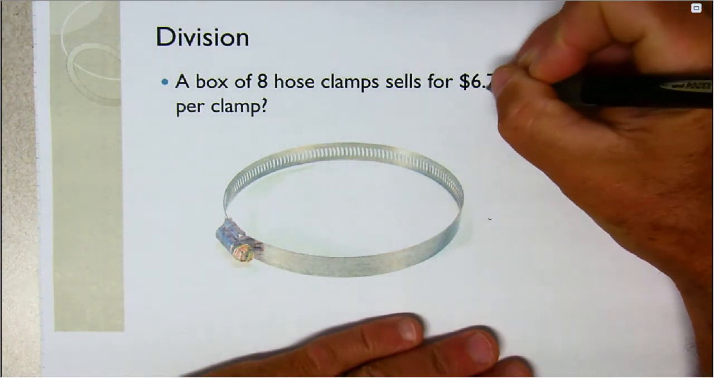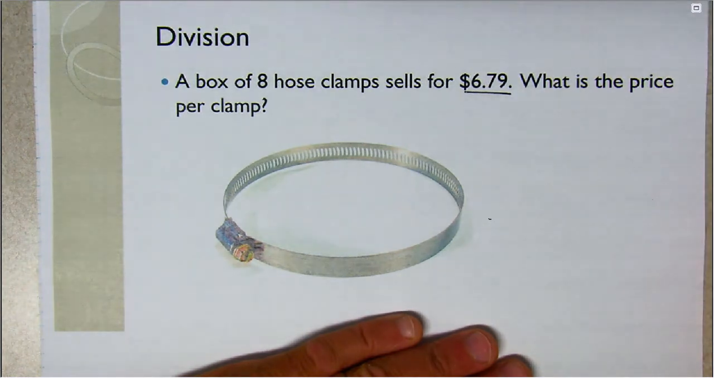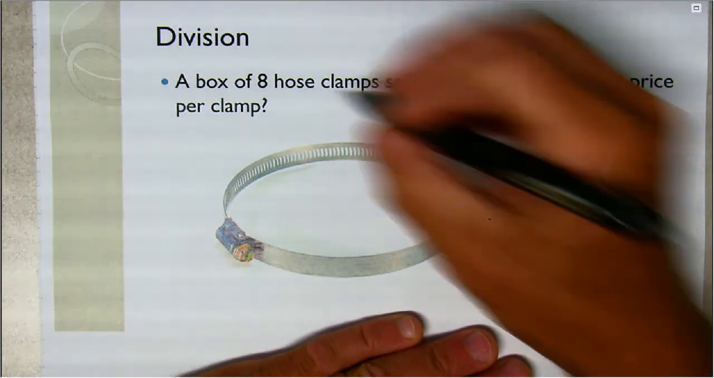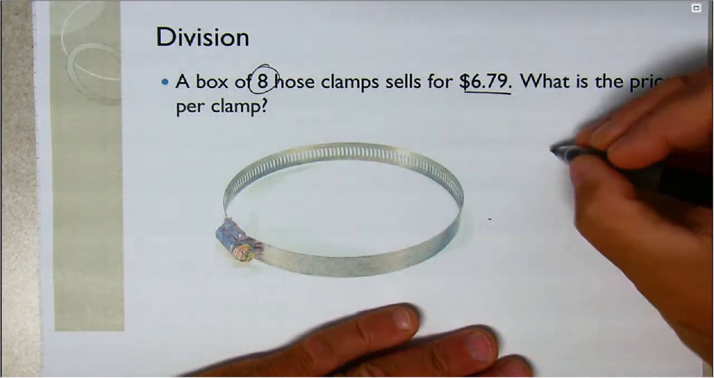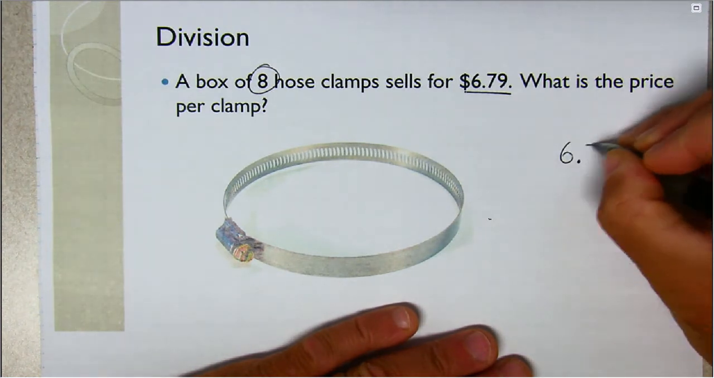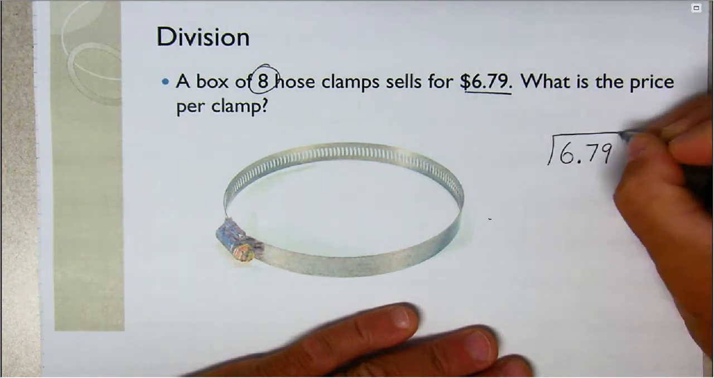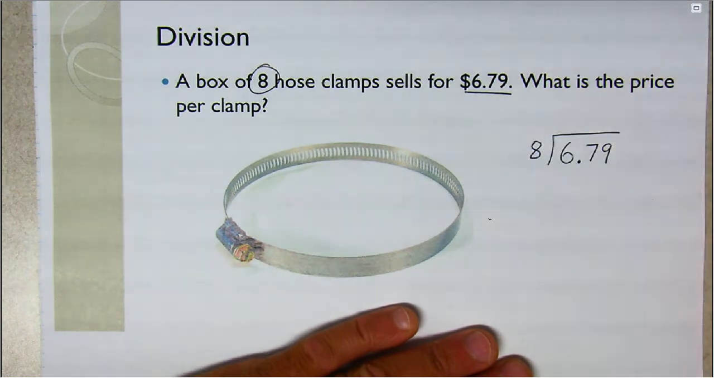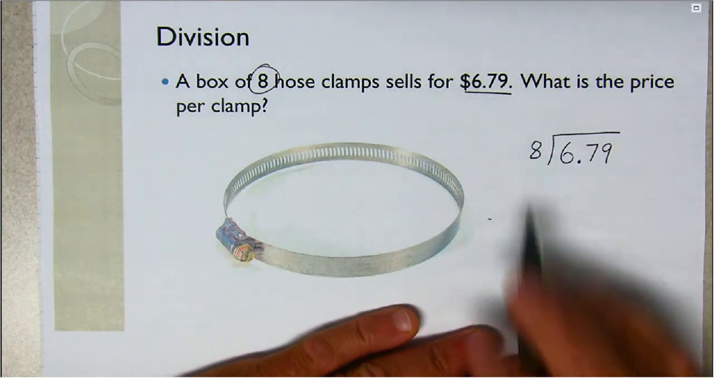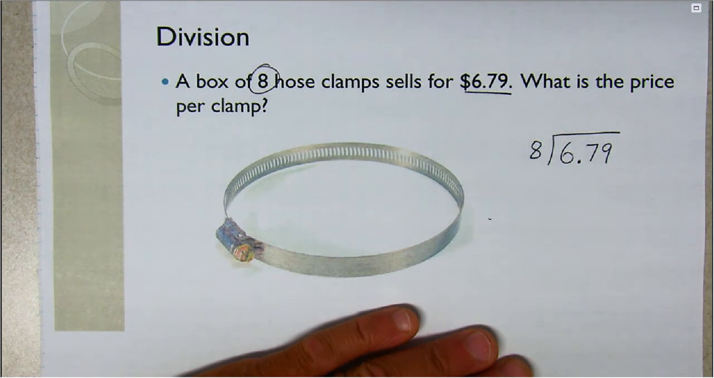If you buy a box of 8 hose clamps for $6.79, how much are you paying for each of those 8 clamps? Well, we're going to take that $6.79 that you paid for the box and find out what the value is of each of those 8 clamps. In other words, we're going to divide that into 8 equal parts to find the value of each clamp.